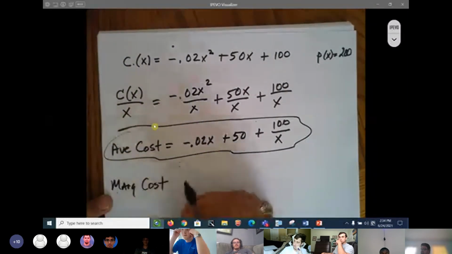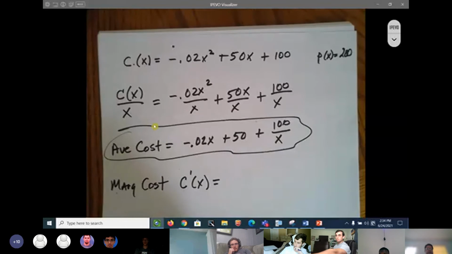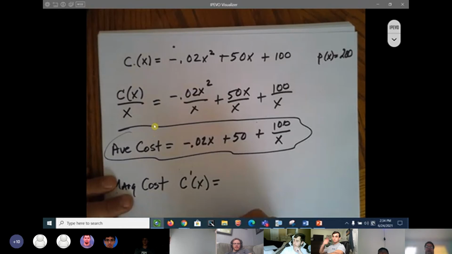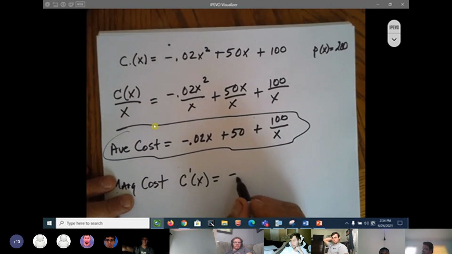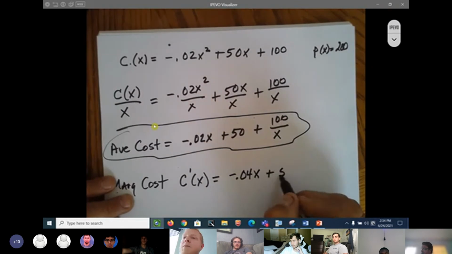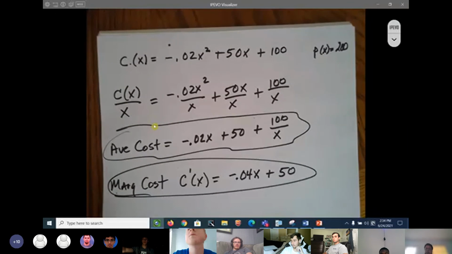That's the first what? It's the first derivative. So that's going to be 2 times 2 cent is 4 cent. So that's going to be negative 4 cent x plus 50. And then they might ask you to plug and chug in there some more.